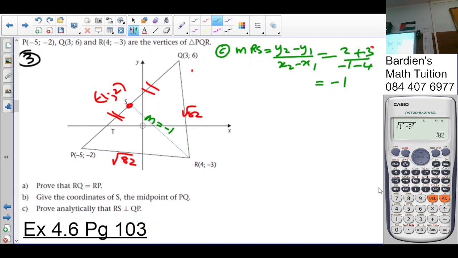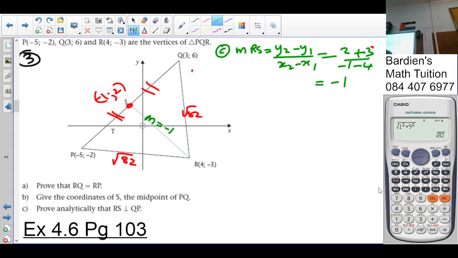Not so. Because we know that the product of the two gradients must be negative 1. You see here they're asking you to prove that it's perpendicular. So I prove that by multiplying it together to get minus 1. Later on they will tell you it is perpendicular, then we can use the rule as it is. But if we must prove it, we must use the rule to prove it. Otherwise, if they say it is perpendicular, then I can use the fact that m1 times m2 is minus 1.